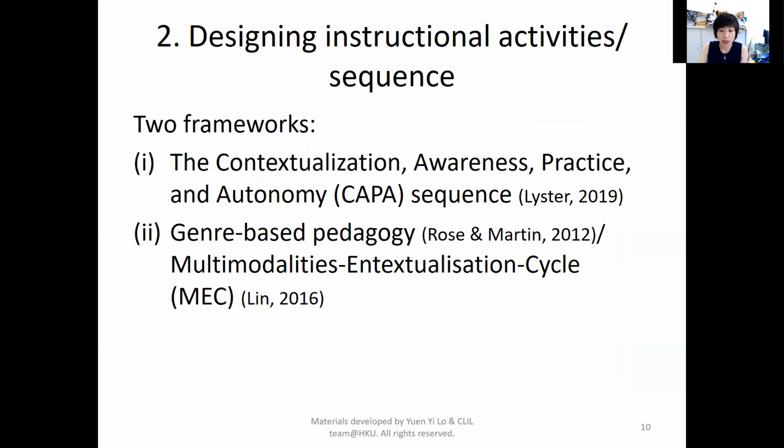After setting the objectives, teachers need to design instructional activities to help students to achieve the learning objectives. Here, I would like to introduce 2 relevant frameworks: the Contextualization, Awareness, Practice, and Autonomy (CAPA) sequence, and the Multimodalities and Textualization Cycle (MEC). I will briefly introduce them.